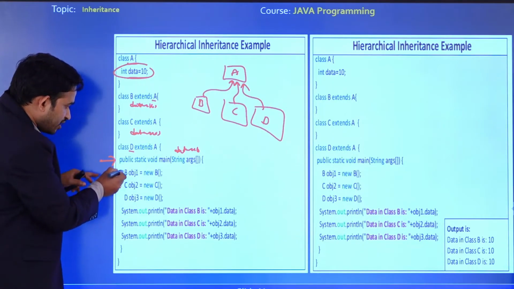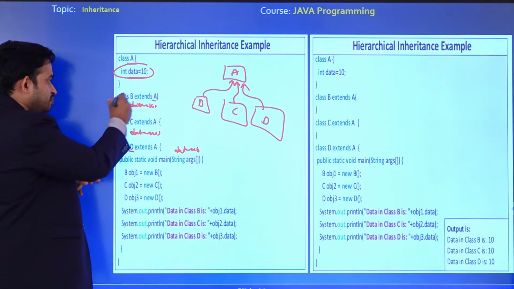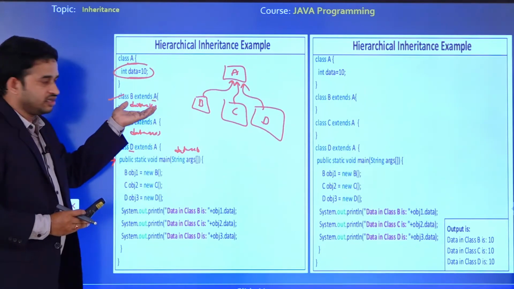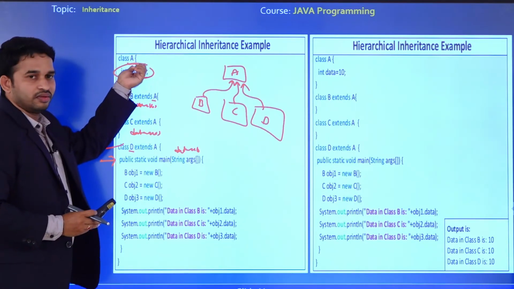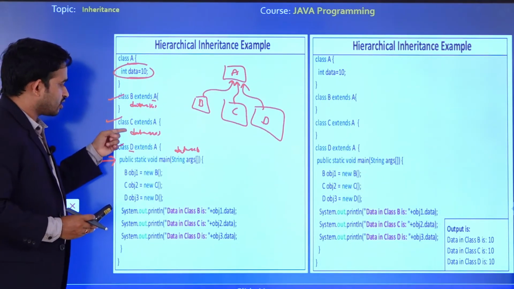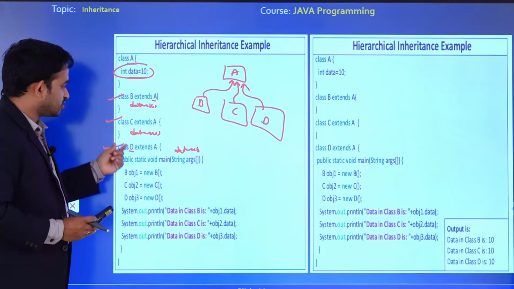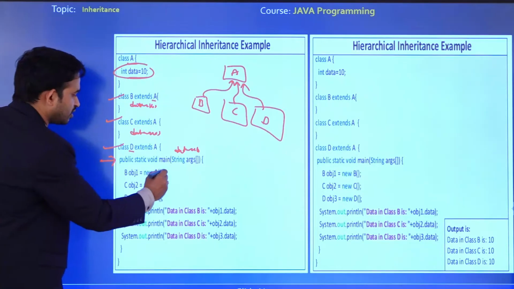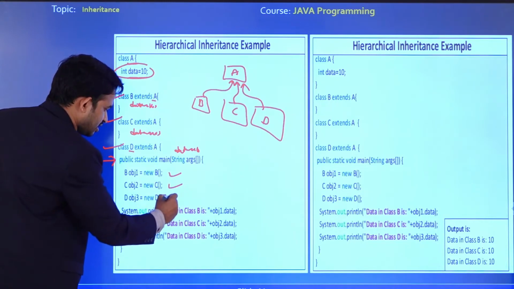Here I am creating an object for class B, class C, class D. What is the reason? For individual all the classes we have the parent class data, right? Here class B contains data equal to 10, class C contains data equal to 10, class D also contains the data equal to 10. Here we are creating an object for class B, class C, class D.